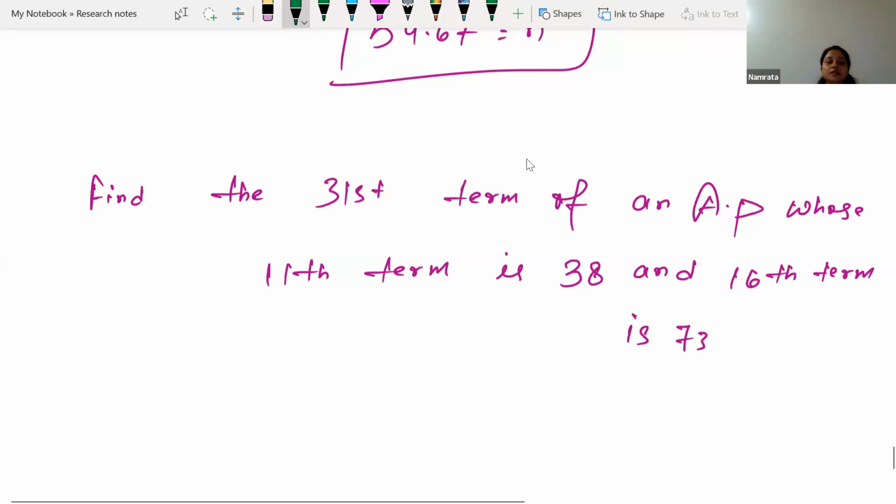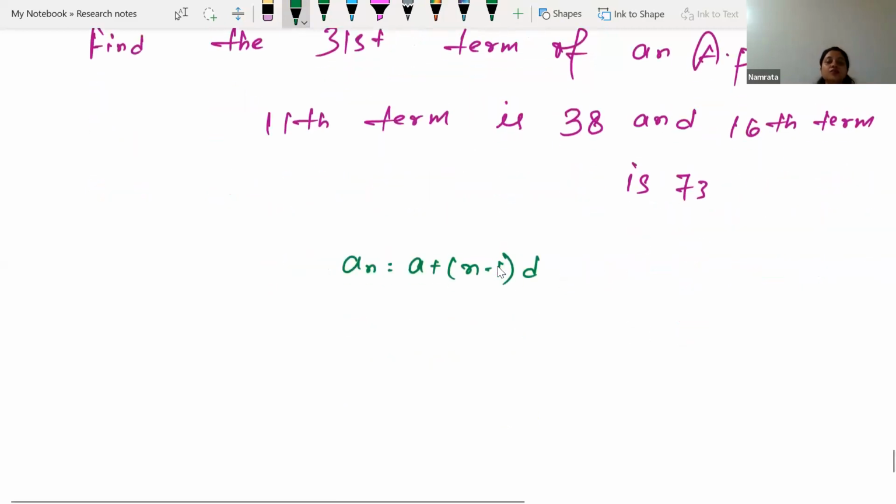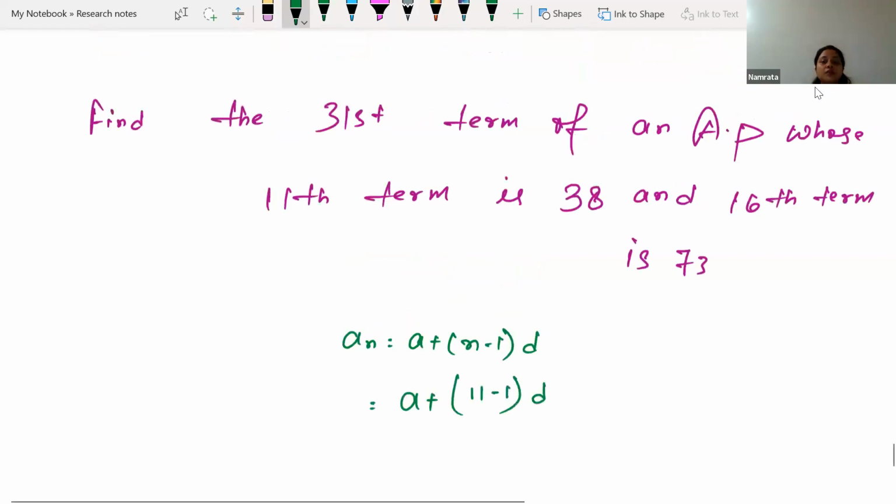So the 11th term, that is an is equal to a plus n minus 1 times d. Here it's talking about, as I was telling you, for the first term n is 1, for the second term n is 2, for the third term n is 3, for the 11th term n is 11. Okay, so for the 11th term n is 11. d and a, nothing we know.